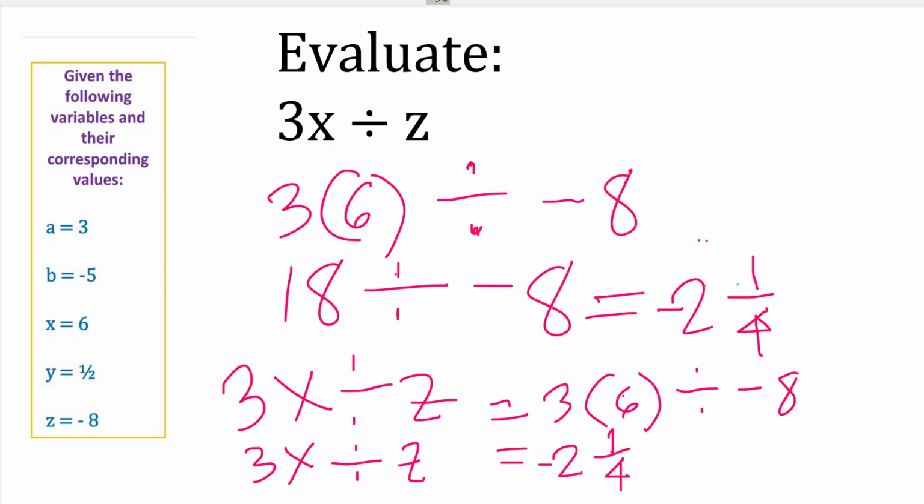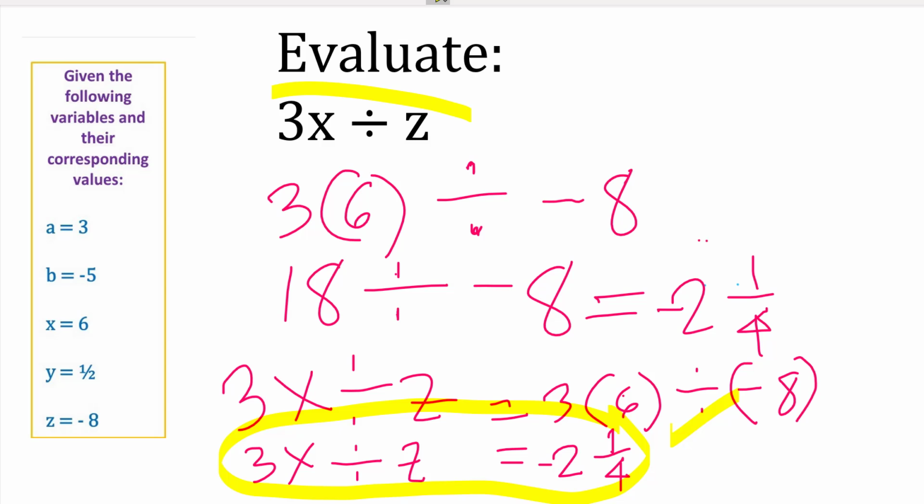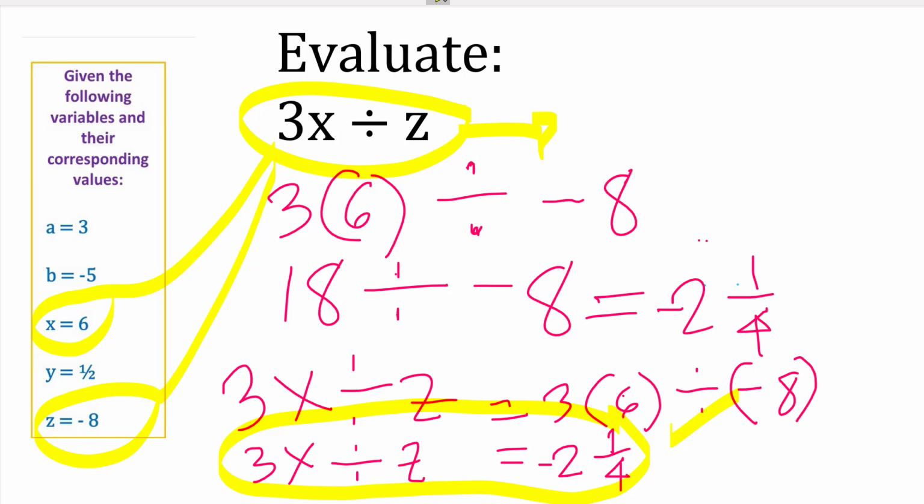Just to make sure we're not confused, it's -8 there. So this is the final expression: 3x divided by z equals -2 and 1/4. So we have evaluated the value of this expression when x equals 6 and when z equals -8.